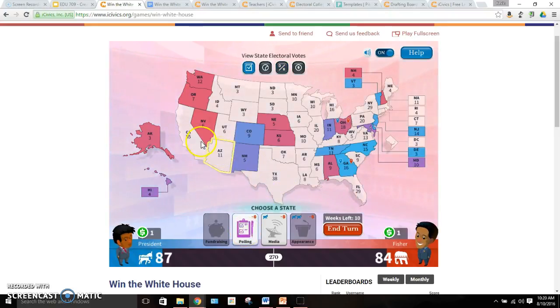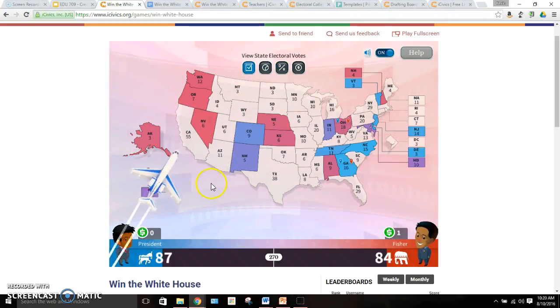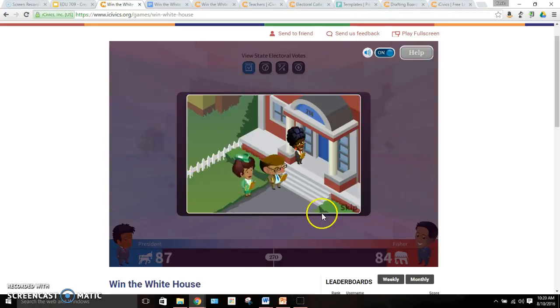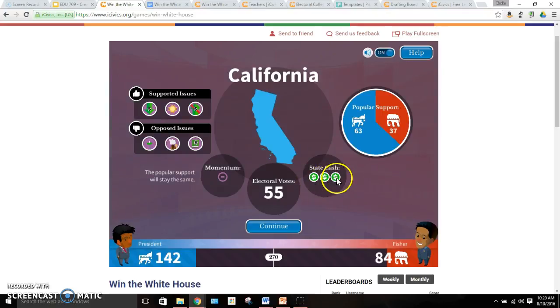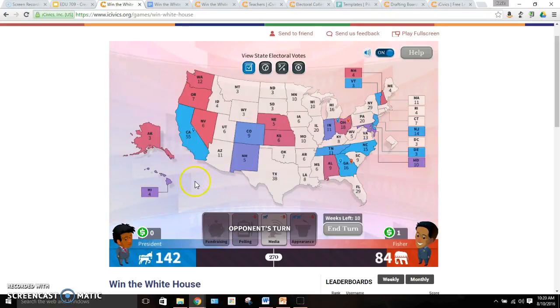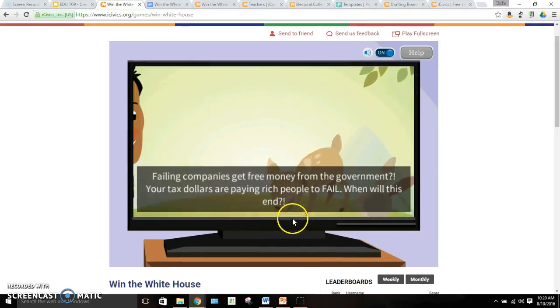Then let's find out what's going on, let's say California. So I'm going to poll California, and they're going to tell me what my support is there. Yay, they like me there. Now notice California has 3 cash. So next time when I fundraise, I can get $3 and go from there. He's going to run a campaign. Oh, look at that.